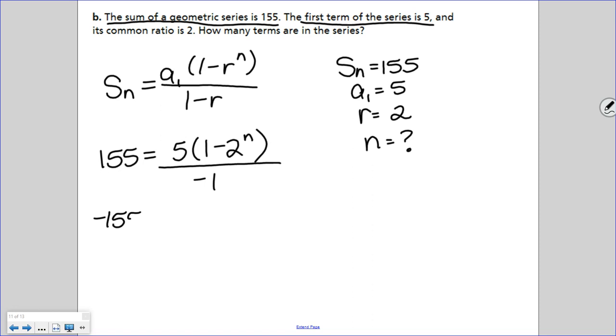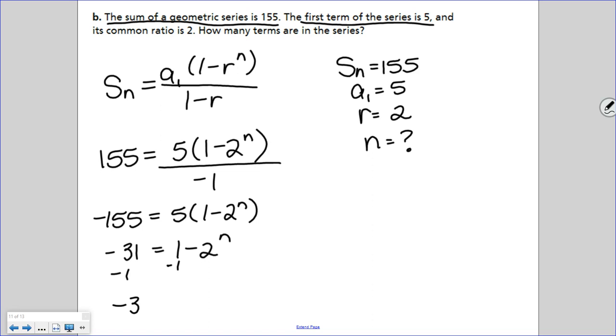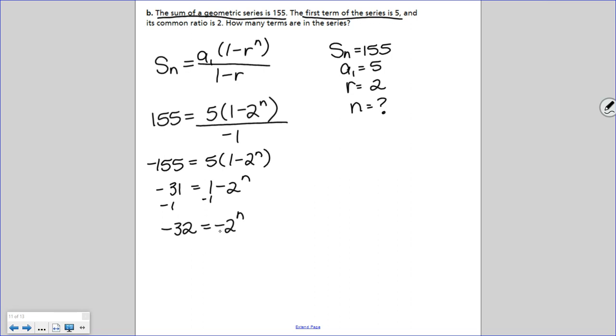So negative 155 equals 5 times 1 minus 2 to the n. Divide both sides by 5. Negative 31 equals 1 minus 2 to the n power. I can subtract 1 on both sides. Negative 32 equals negative 2 to the n. And before I start changing this into logs, I'm going to make sure this term is positive. So divide both sides by negative 1. 32 equals 2 to the n.